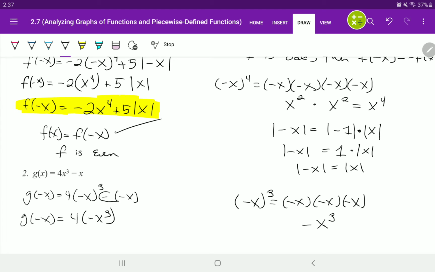And once again here, two negatives make a positive. And that's going to be equal to negative 4x to the third plus x.